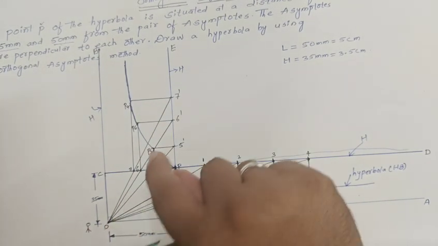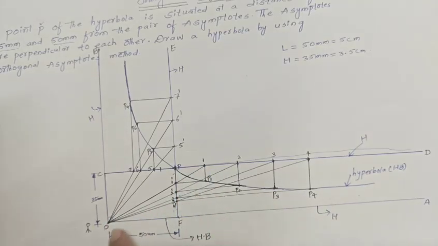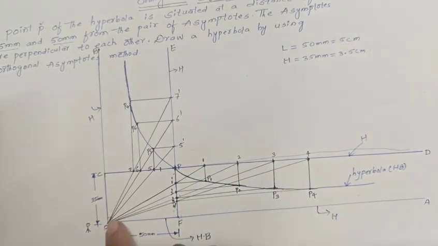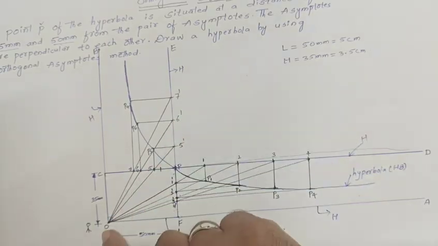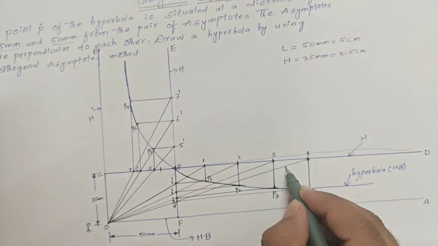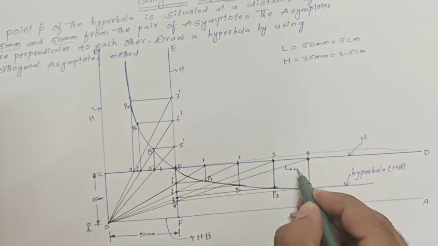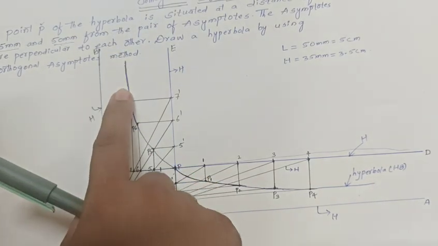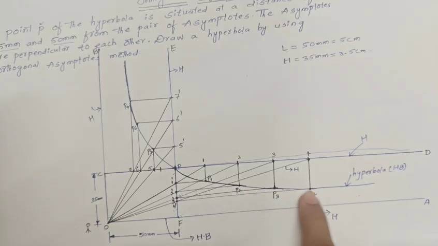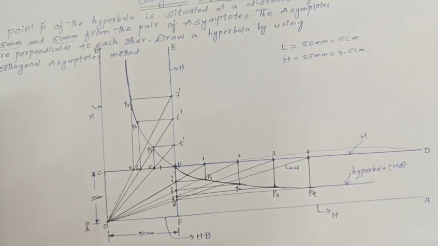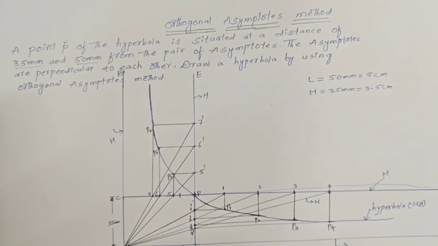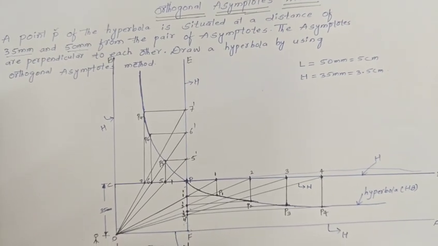Okay, all projection lines from 0 to 1, 0 to 2, 0 to 3, 0 to 4, 0 to 5, 0 to 6, 0 to 7, all lines should be H pencil. Which pencil? H pencil. This hyperbola, okay, we have to use HB pencil. Clear? I hope so. No one is having any doubt regarding this session. Clear?